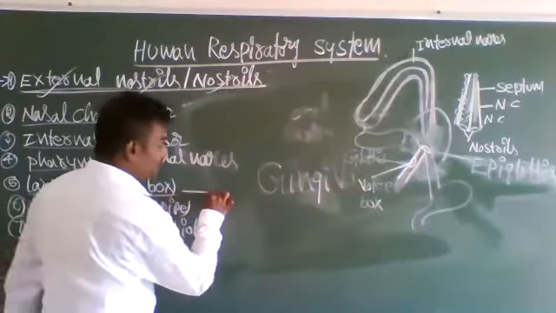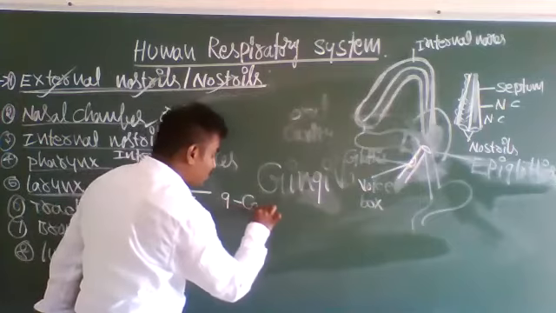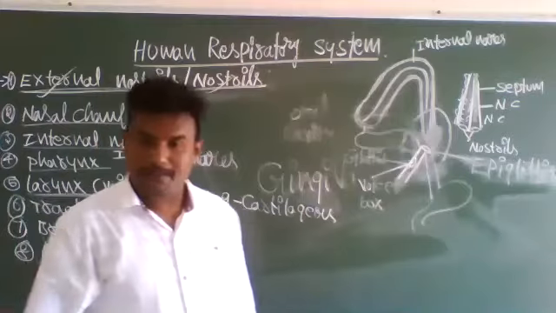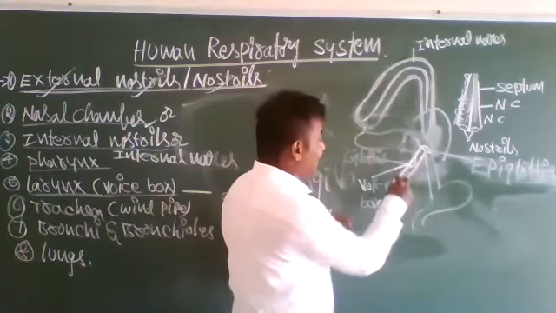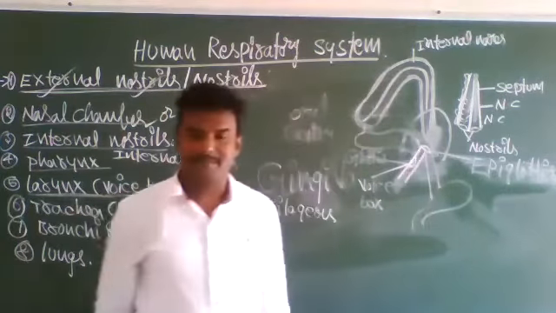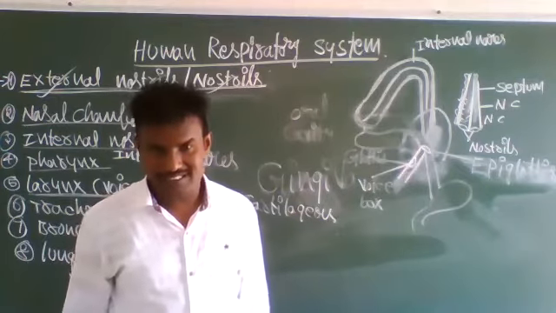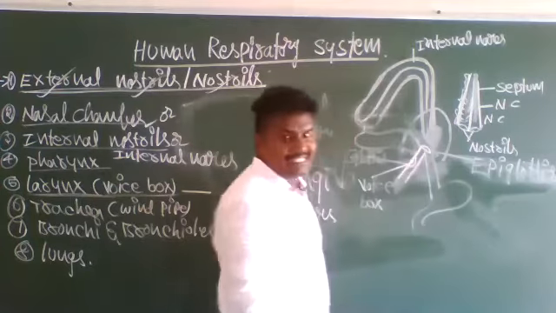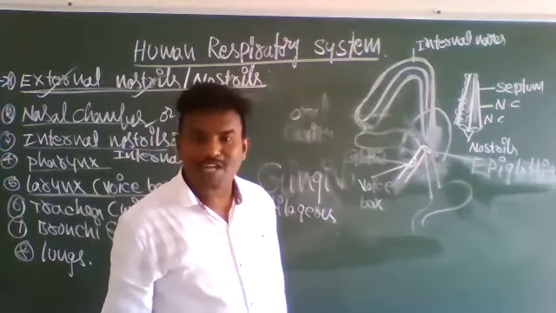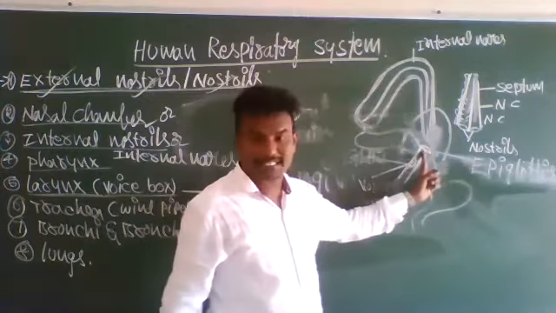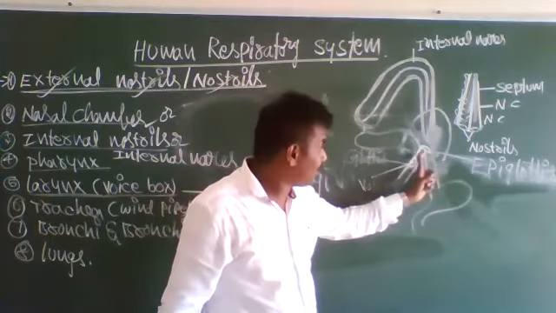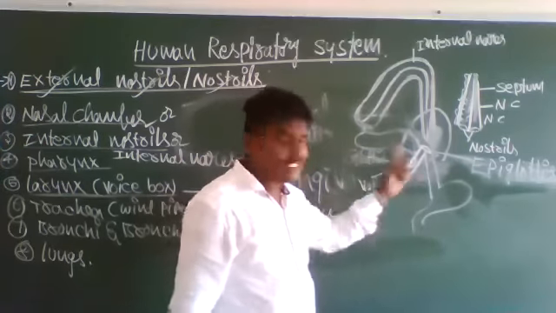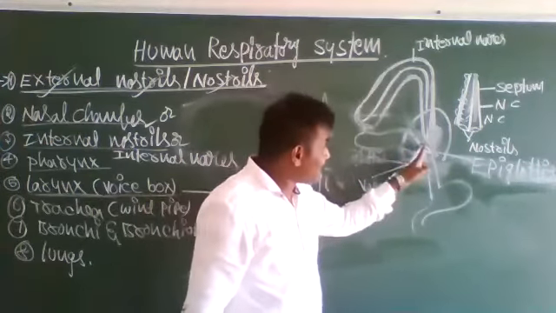This larynx region contains 9 different types of cartilages, which support the voice box. Okay, that's all. This epiglottis is also a cartilaginous flap, which prevents the entry of food materials into the glottis and voice box.